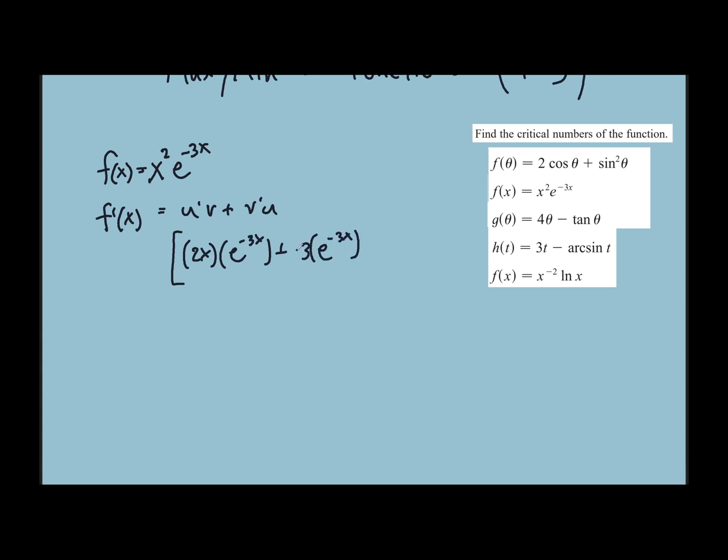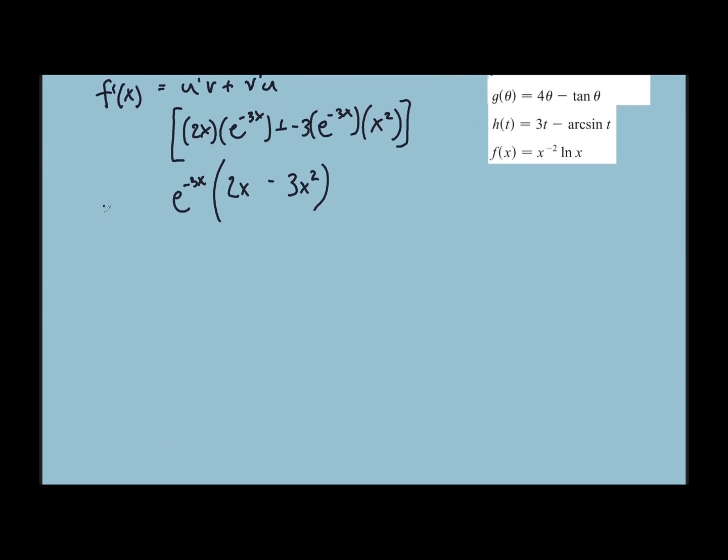Chain rule, negative 3 goes in front. And then the original v there. So what can we take out? Well, of course we can take an e to the negative 3x out. Let's start with that. So we get 2x minus 3x squared. So we can also take an x out of there. I think we're getting to the point here pretty quickly. Let's write it like this. This is equal to 0, so we can do all these separately.